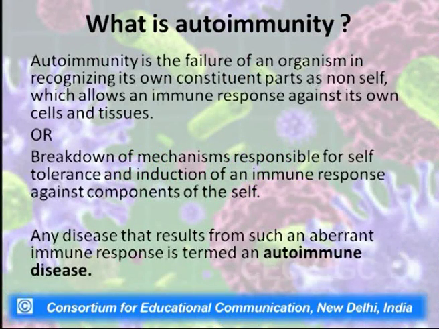So, let us define autoimmunity. So, we can say autoimmunity is a failure of an organism in recognizing its own constituent parts as non-self, which allows an immune response against its own cells and tissues, or more technically, it is a breakdown of mechanisms responsible for self-tolerance and induction of an immune response against components of the self. Now, any diseases that are because of or are result of such an aberrant immune response are known as autoimmune diseases.